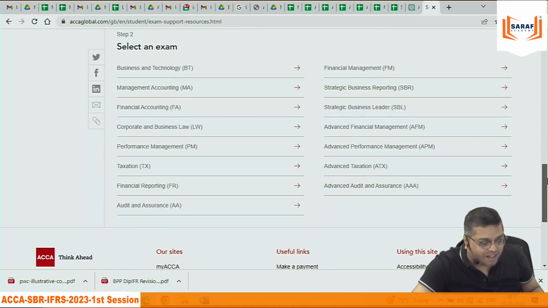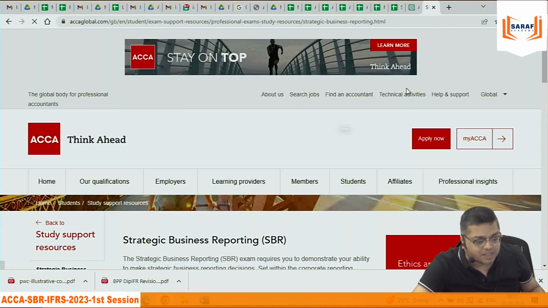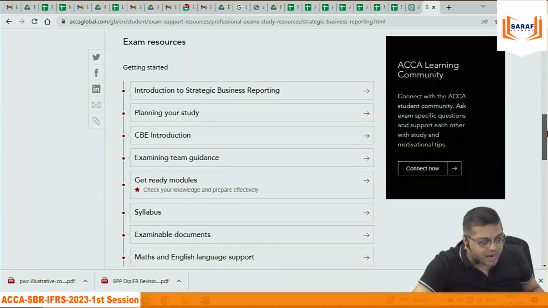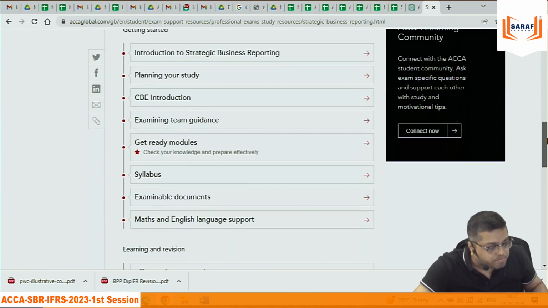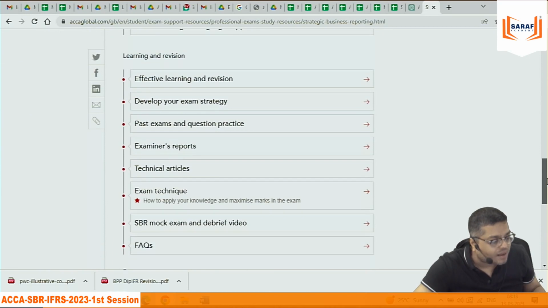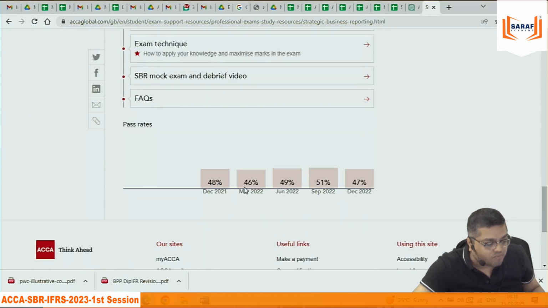Under ACCA qualification, I have clicked, all 15 subjects are there. I am concerned with SBR, strategic business reporting. Under strategic business reporting, suppose I am going into the past pass percentages, you can see 48, 46, 49, 51, 47. For that reason, I was saying the average pass percentage is 50%. So for SBR, the pass percentage is good.